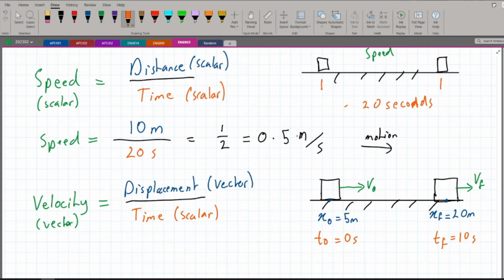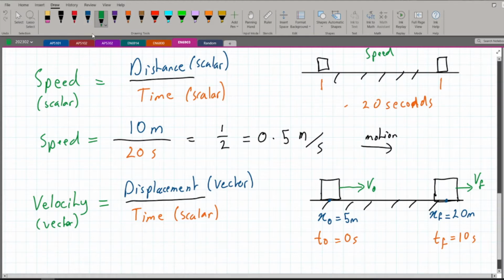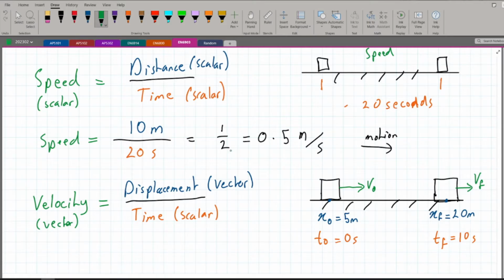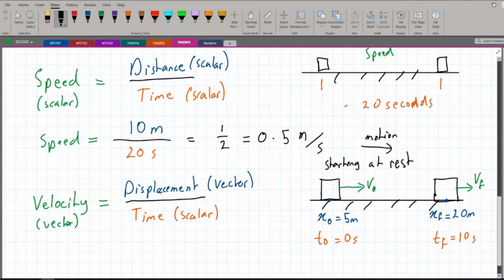We are still missing one variable. Since we are dealing now with vectors, we have to know what is the initial velocity and the final velocity as well. We need to know if it was starting with a movement or not. So I will say it is starting at rest. What does this phrase mean?